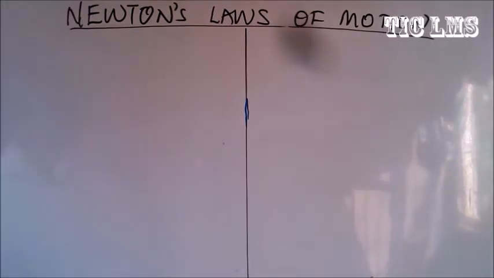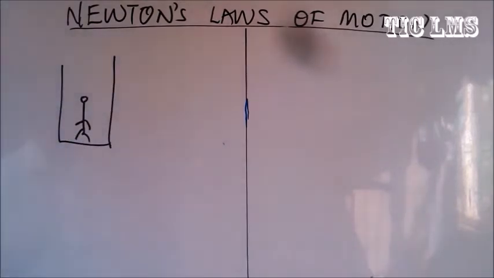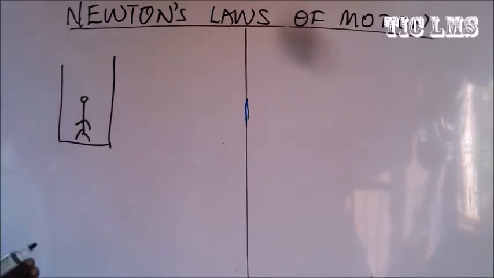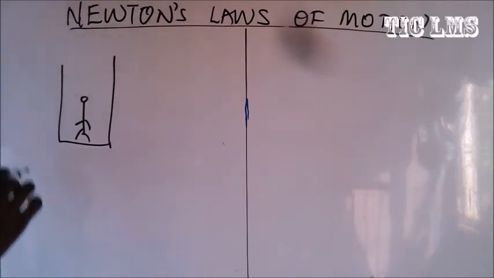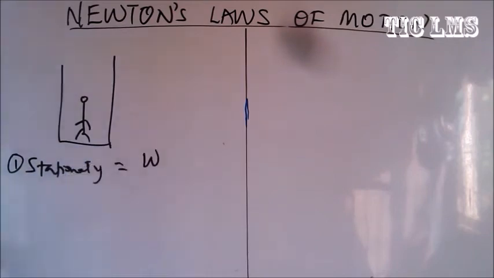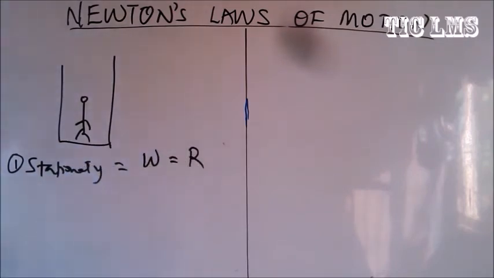Next, we consider a body that has a weight and is on a lift. Now, such a body, if it is stationary, that is, the lift is not moving, likewise the body staying there is not moving, we will have that for a stationary lift, the weight of this body is equal to the normal reaction.